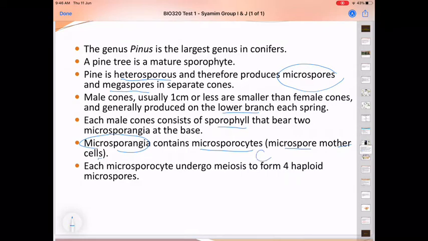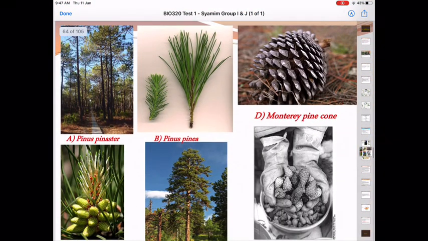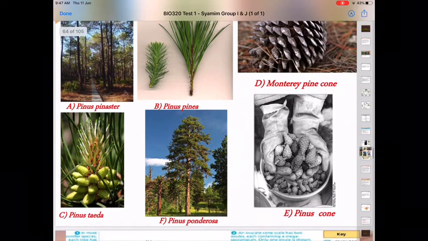There is one large microspore mother cell. This microspore mother cell will undergo meiosis to produce haploid microspores. So each microspore mother cell will undergo meiosis to form 4 haploid microspores. This is an example of the pine tree, for example Pinus pinaster, Pinus pinea. So you can remember either one.